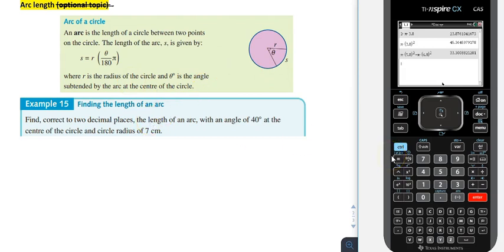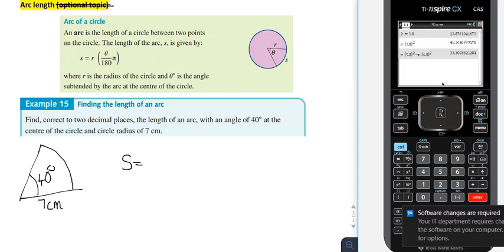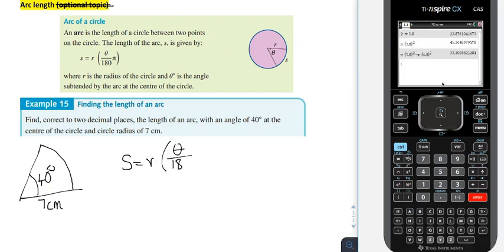So for example that we've got here, we're asked to find the arc length to correct 2 decimal places with an angle of 40 degrees. And then also we're told that the radius is 7 centimeters. I've drawn a diagram. This is my scenario that I'm dealing with. I am just going to substitute it straight into this formula though. So I get S is equal to, well, my formula that I have, and then substituting in.